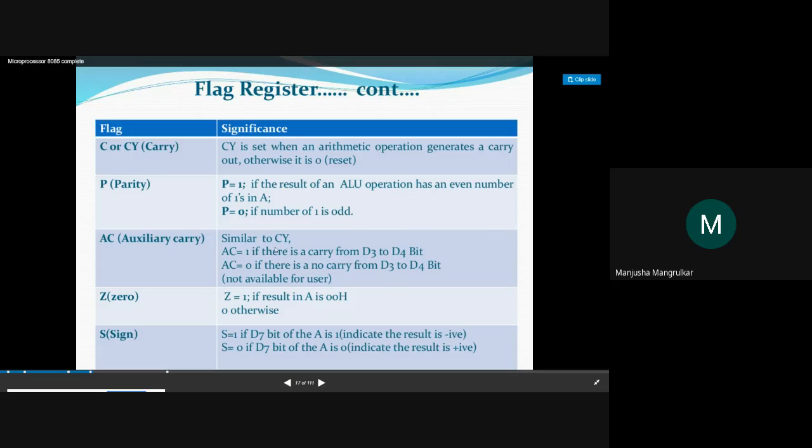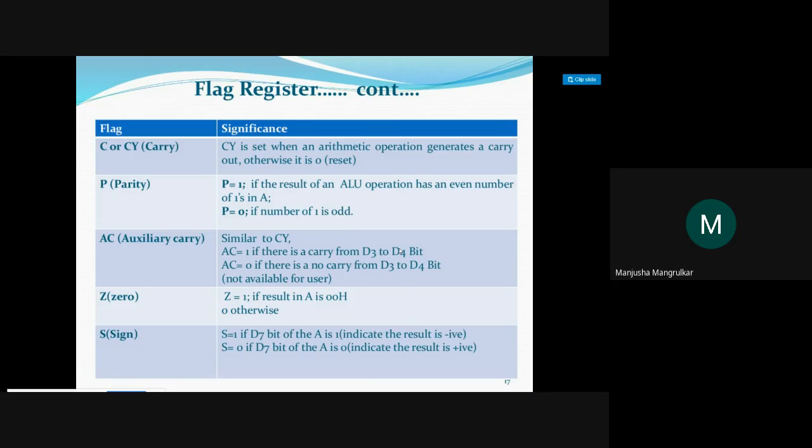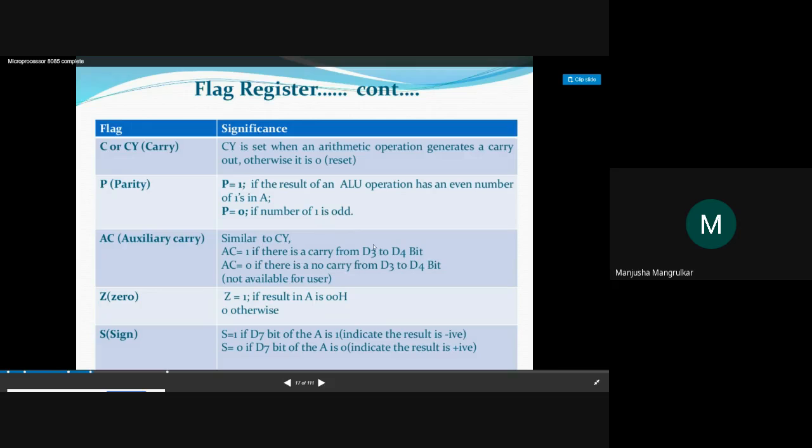Auxiliary flag is 1 if there is a carry from D3 to D4. That means the LSB bits of the data, D0 to D3, are operated on. If a carry from D3 to D4 is generated, the auxiliary flag will be set to 1. If it is not generated, the auxiliary flag will be 0.